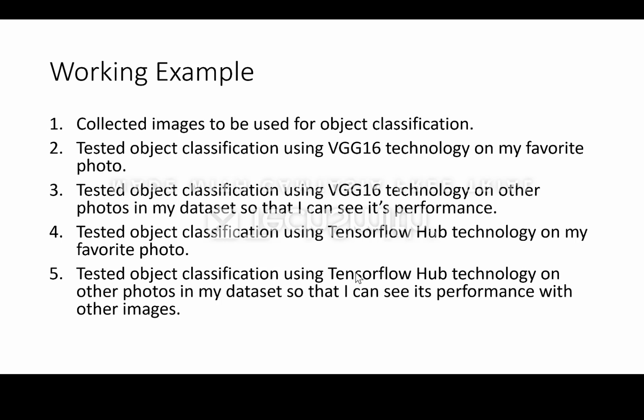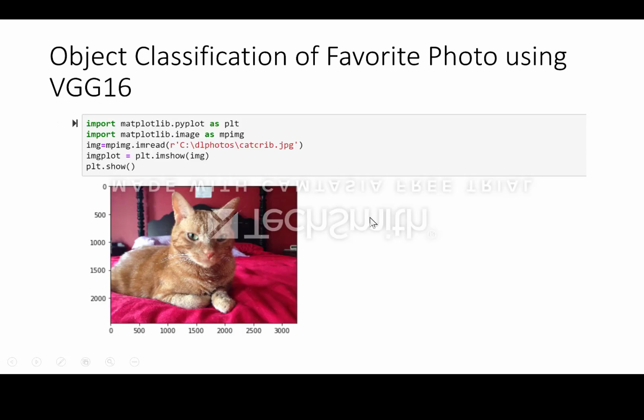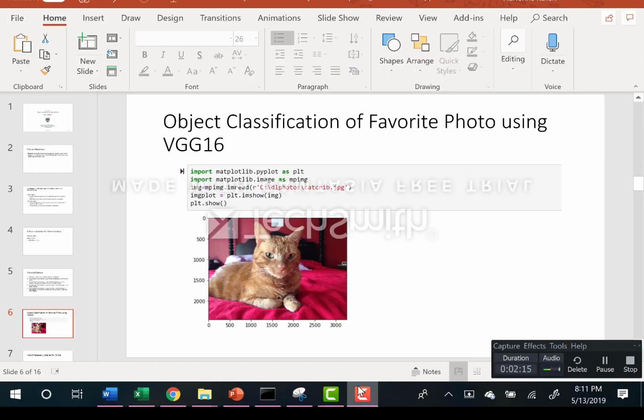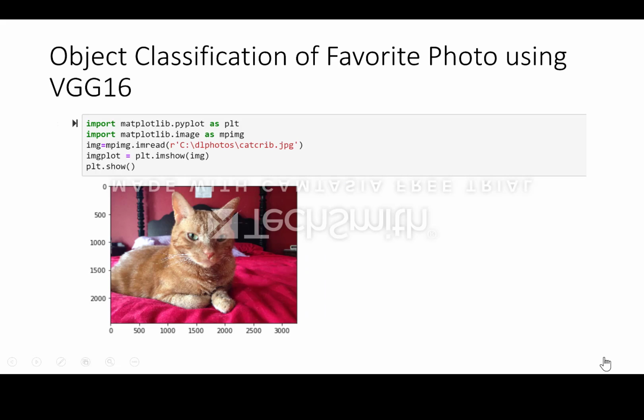4. Tested object classification using TensorFlow Hub technology on my favorite photo. 5. Tested object classification using TensorFlow Hub technology on other photos in my dataset, so that I can see its performance with other images.